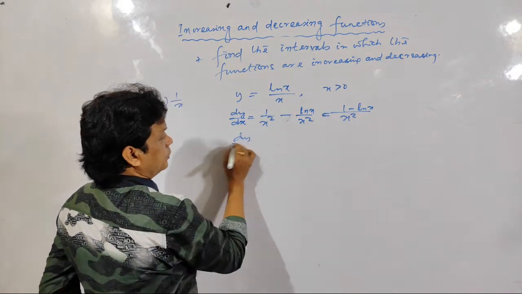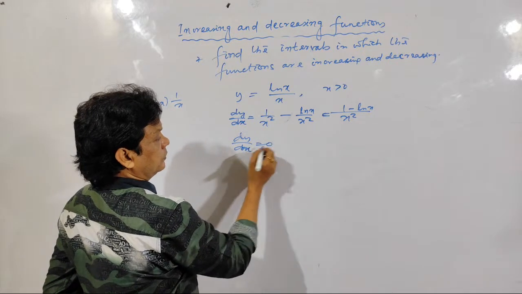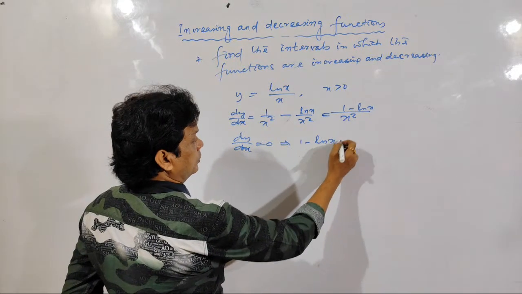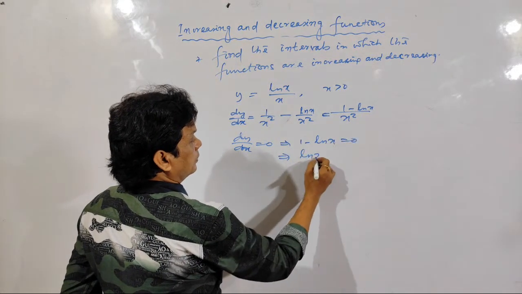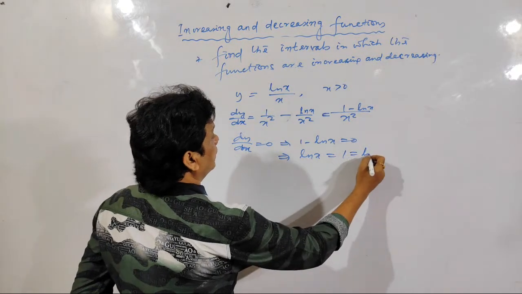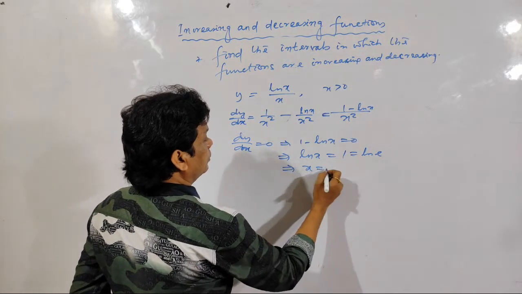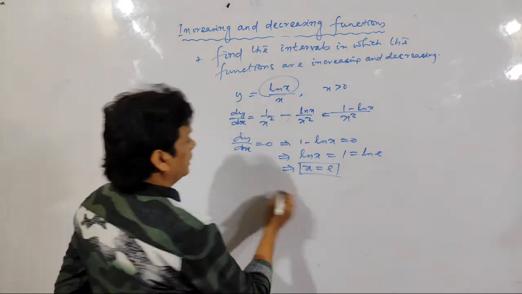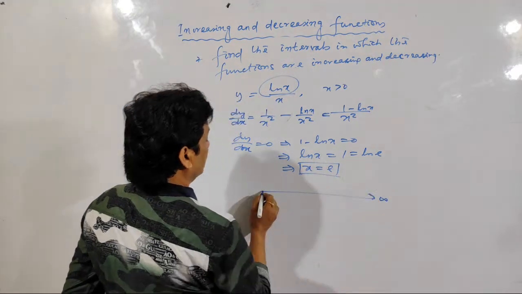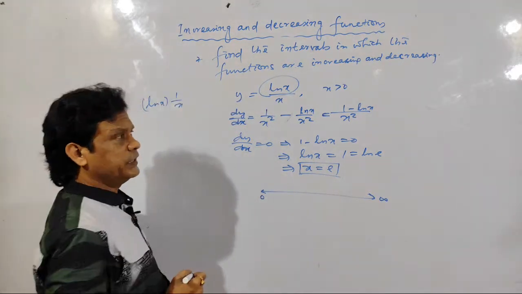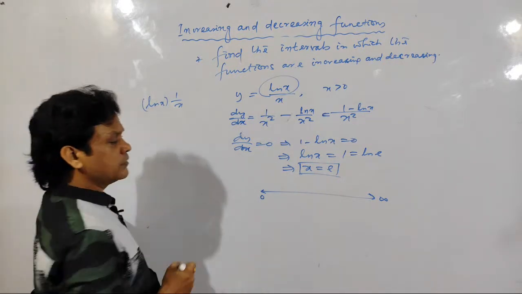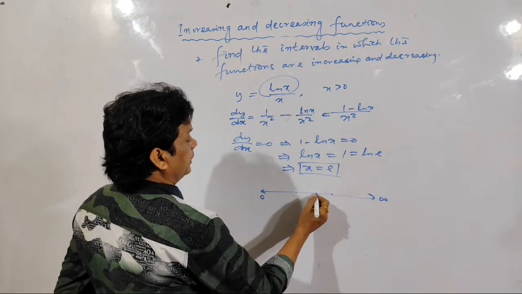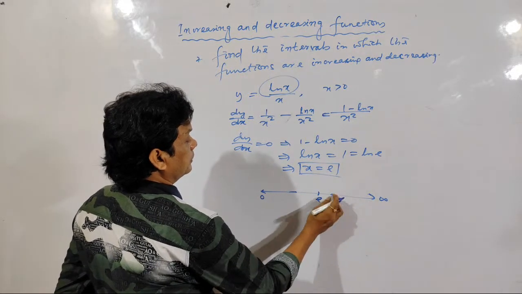So dy by dx is equal to 0. I have told you, p by q is equal to 0 means p is 0. So 1 minus ln x is equal to 0. That means ln x is equal to 1, and 1 is ln e. So it implies x is equal to e. Clear? And since a logarithm is there, you cannot take the negative side. You should start from 0, because in case of logarithmic, the negative side is not required. And this point is only e. Clear?